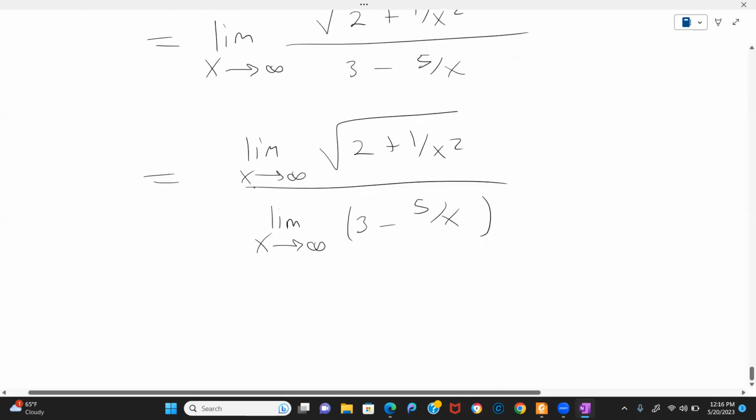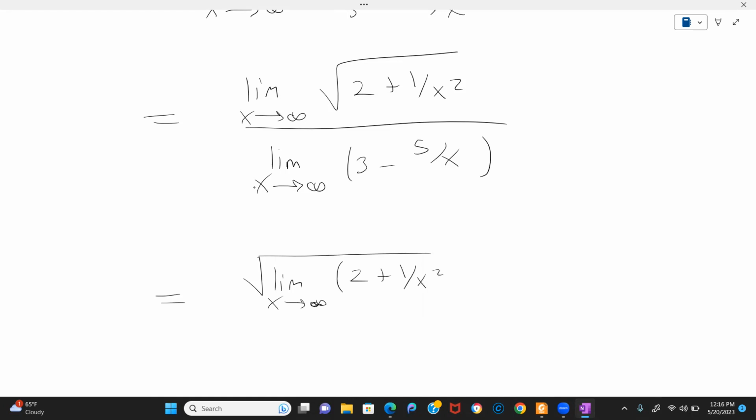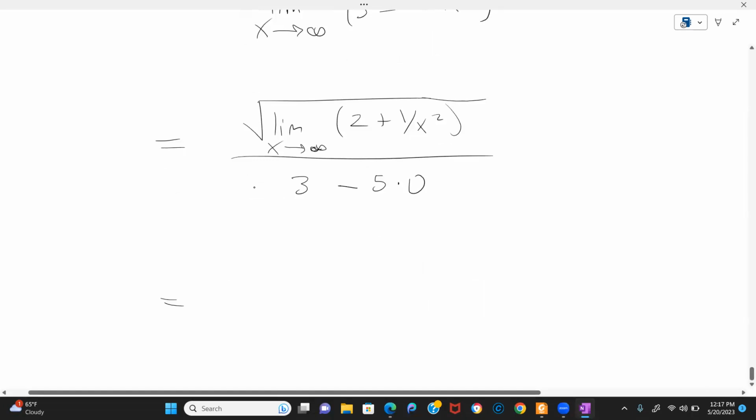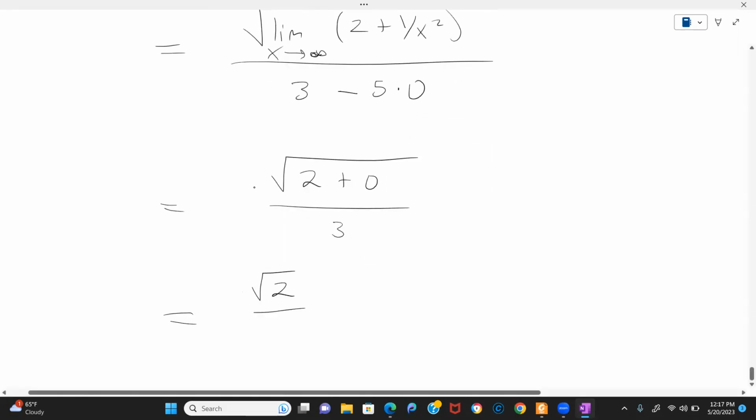Now in the numerator, I have a square root, and remember the square root function is continuous, so I can just bring in the limit, right? So this would be the square root of the limit as x goes to infinity of 2 plus 1 over x squared. Now in the denominator, I just take the limit, right? So 3 is a constant, so it stays behind, and then I have 5 over x. Well, we know that 1 over x goes to 0, so this is going to be like minus 5 times 0 if you want. You can write that. And now take the limit in the numerator, so this 1 over x squared goes to 0. So then I end up with the square root of 2 plus 0 over 3, which is the same thing as just the square root of 2 over 3.